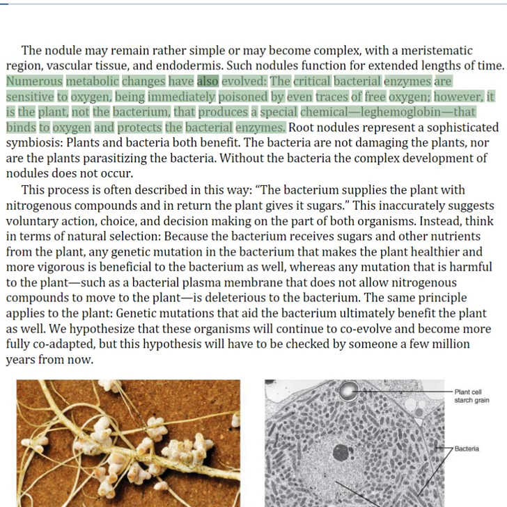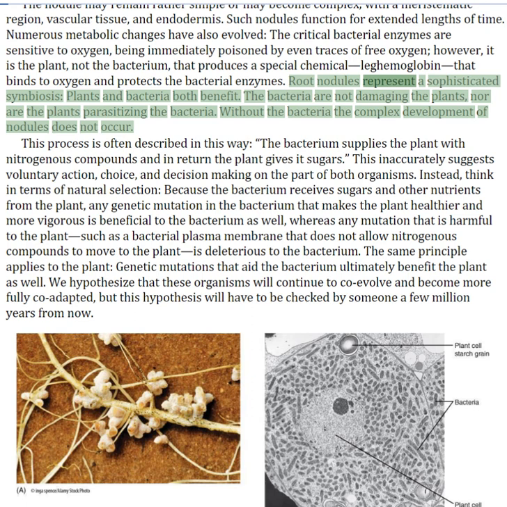Numerous metabolic changes have also evolved. The critical bacterial enzymes are sensitive to oxygen, being immediately poisoned by even traces of free oxygen. However, it is the plant, not the bacterium, that produces a special chemical, leghemoglobin, that binds to oxygen and protects the bacterial enzymes. Root nodules represent a sophisticated symbiosis. Plants and bacteria both benefit. The bacteria are not damaging the plants, nor are the plants parasitizing the bacteria. Without the bacteria, the complex development of nodules does not occur.